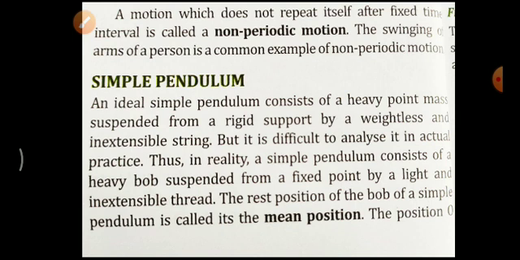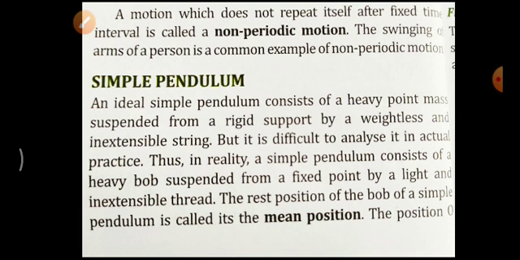But it is difficult to analyze it in actual practice. Thus in reality a simple pendulum consists of a heavy bob suspended from a fixed point, that is the rigid support. From that rigid support the string will be hanging and another end of the string is tied to a bob, and an inextensible thread will be there.